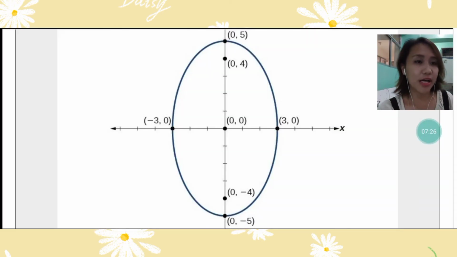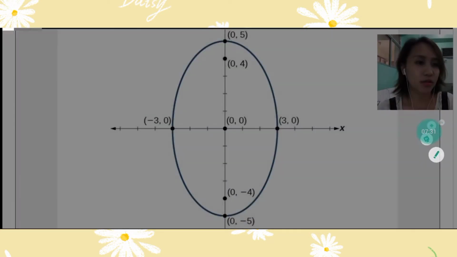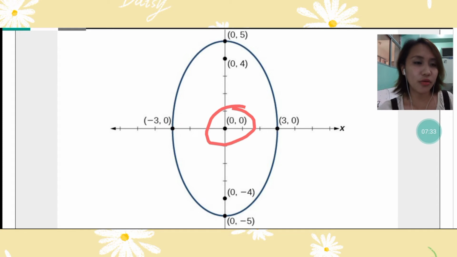So this is how the graph will look. The center is at 0, 0, that is at the origin. And since this is a vertical ellipse, our major axis is on the y-axis, our minor axis is on the x-axis. So the vertices or the endpoints of the major axis are 0, 5 and 0, negative 5, that's 5 units up, 5 units down.